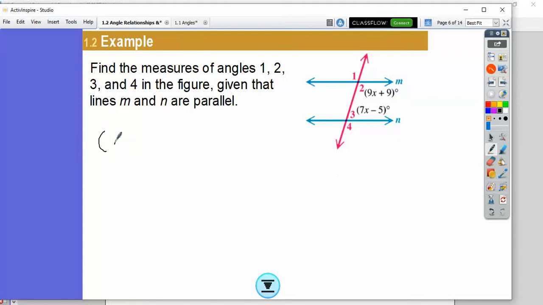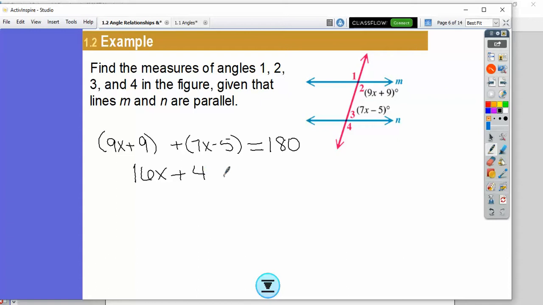So what I can do is add them together. And since they're supplementary, they have to equal 180. Adding like terms, so 16x plus 4, if we divide by 16, we get 11.